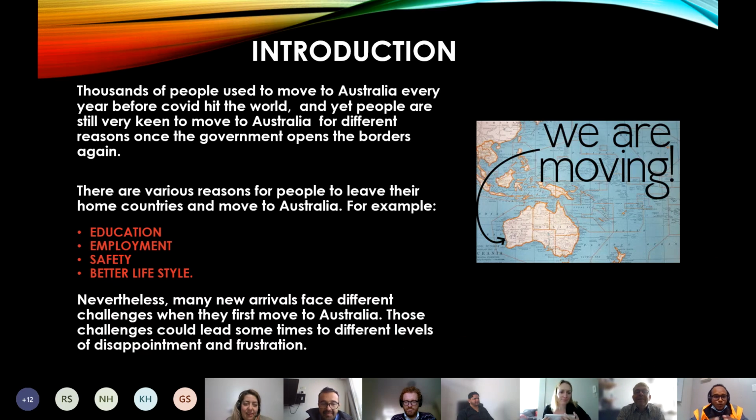Thousands of people used to move to Australia every single year before COVID hit the world, and yet people are still very keen to come to Australia for different reasons. Once the government opens the borders again, there are several reasons for people to leave their home countries and move to Australia. Education could be one of the examples or one of the reasons.